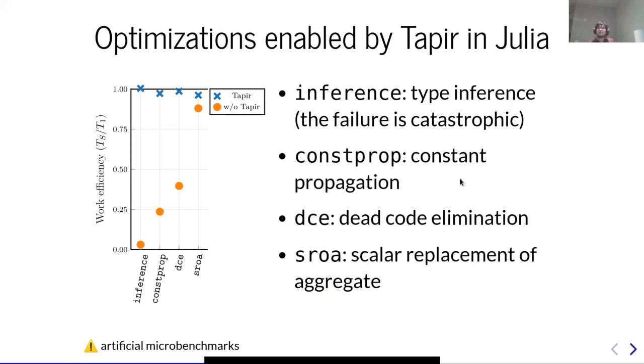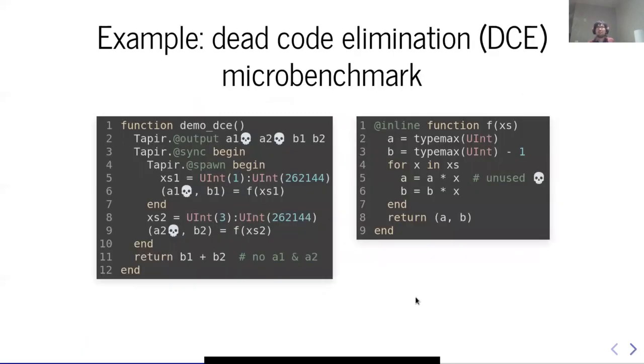I should emphasize that these benchmarks are really, really micro benchmarks, or more like nano benchmarks. And these numbers are rather meaningless if you don't look at the code. So let's look at just one of them. So for example, this is what the dead code elimination example is doing.